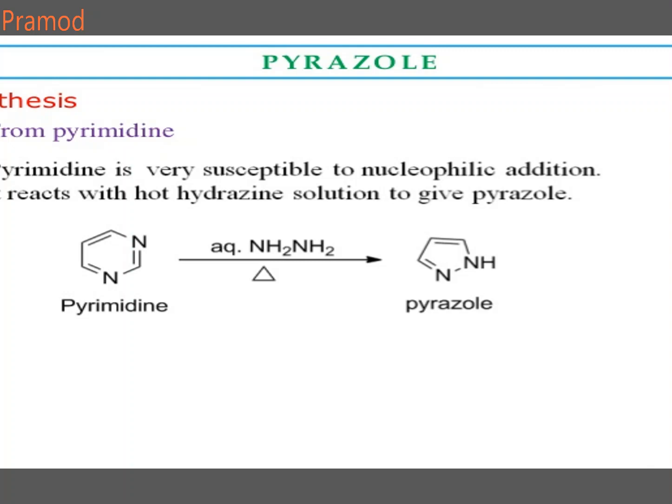What is this? Pyrimidine, when you heat it with aqueous hydrazine, will undergo ring shortening, okay, and you get your pyrazole. One of the CH carbons in your pyrimidine gets removed and you get your pyrazole.